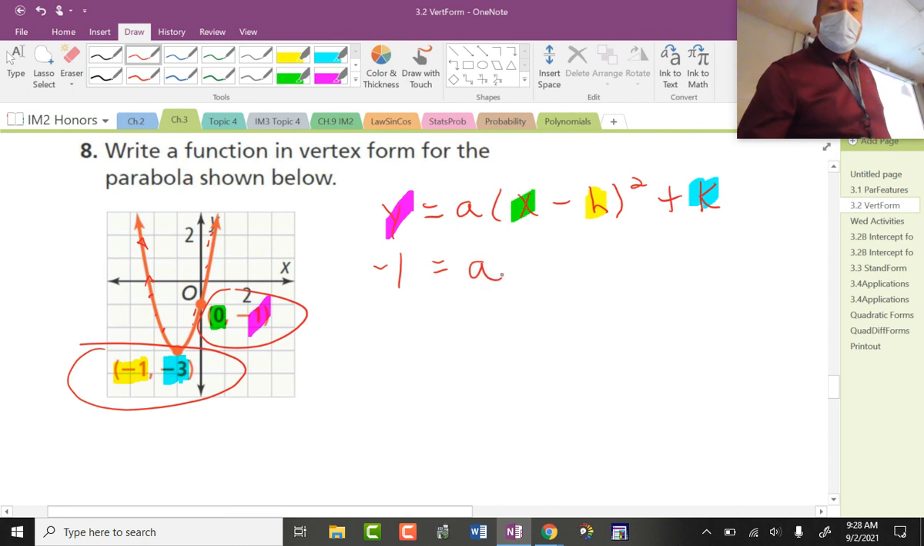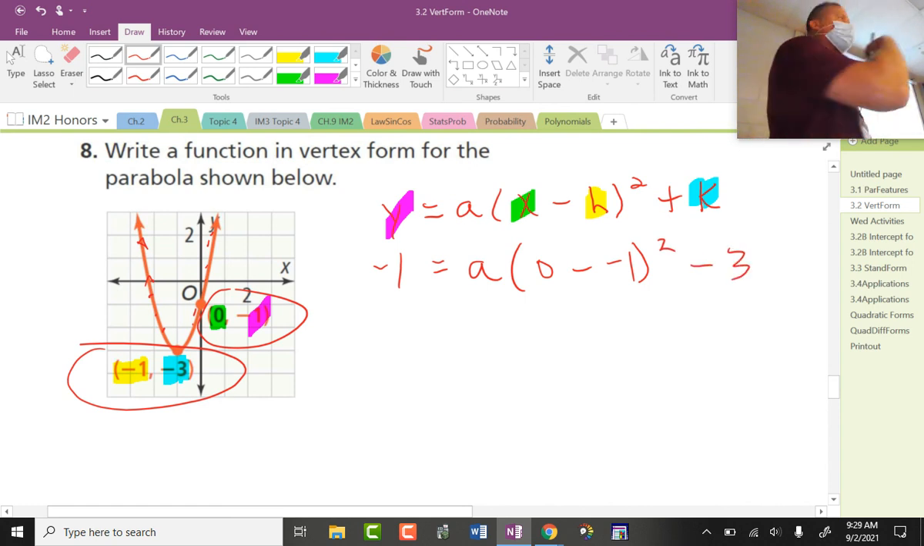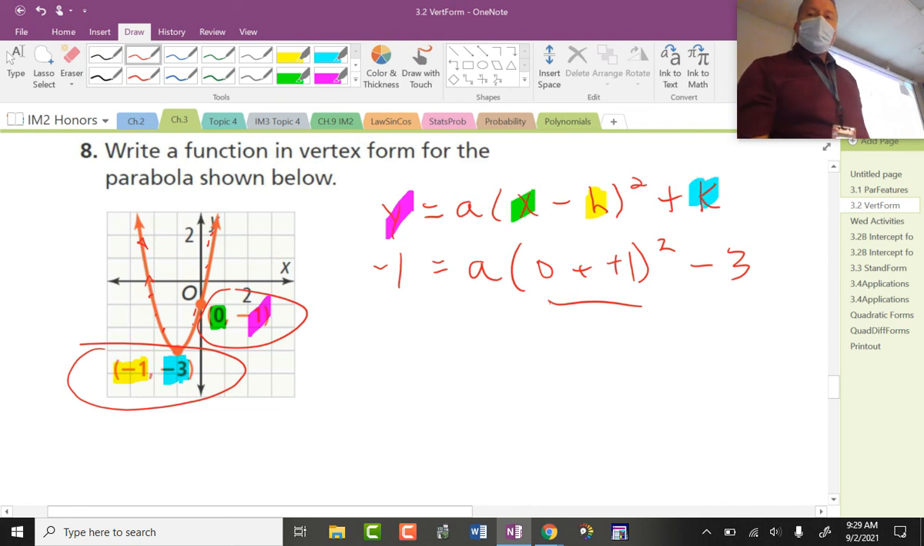-1 equals A. This always makes me sad. PEMDAS. Students that get this far and then can't evaluate this. That's grade school, and I should be able to say that. PEMDAS means parentheses. 1. PEMDAS means exponents. 1 squared. Now, it really isn't PEMDAS. At this point, it's how do I solve an equation?